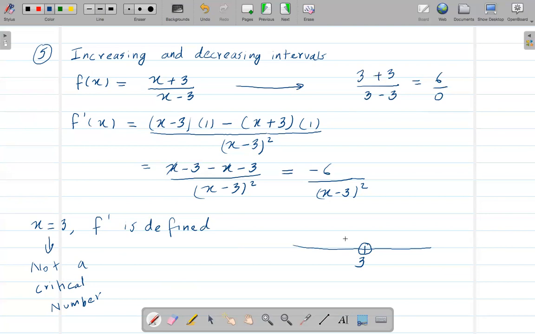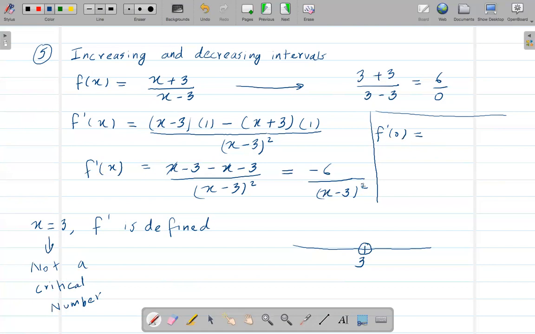Now since we are trying to find increasing and decreasing intervals, and after that we will also be finding local maximum and local minimum, let's pick any point in this region. Let's just pick 0 and plug that into this f prime, to see, well, we call this a sign chart, right? So 0 is going to be on the left of 3, and we plug that in here, and this is f prime, right?